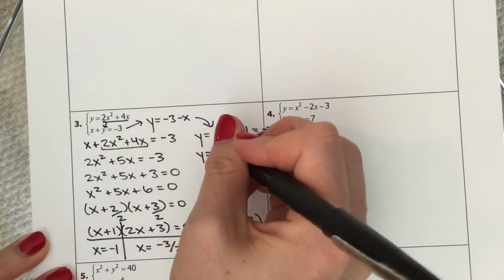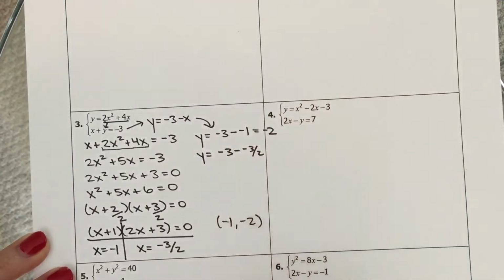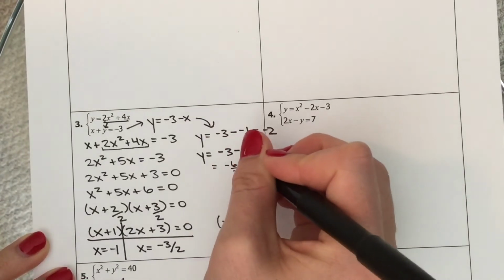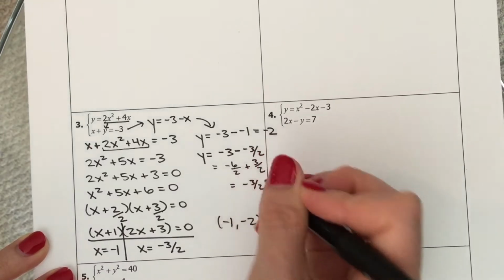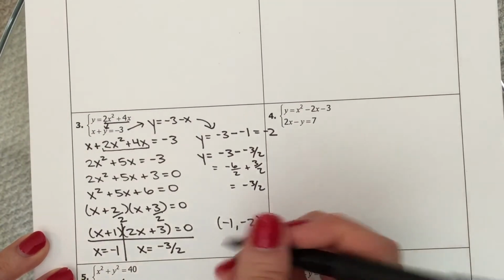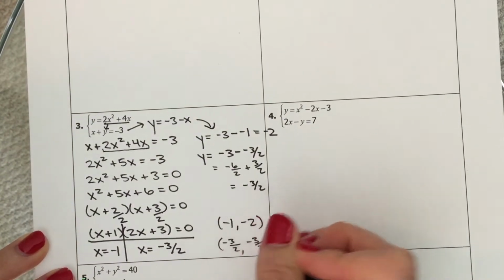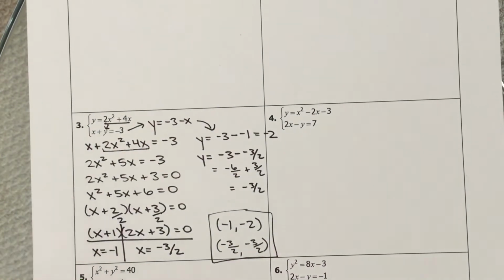Second solution, minus -3 halves. Think of this as a -6 halves and then plus 3 halves. So that would be a -3 halves. So it's actually just the same value repeated: -3 halves, -3 halves. Okay, so I have 2 solutions here for number 3.